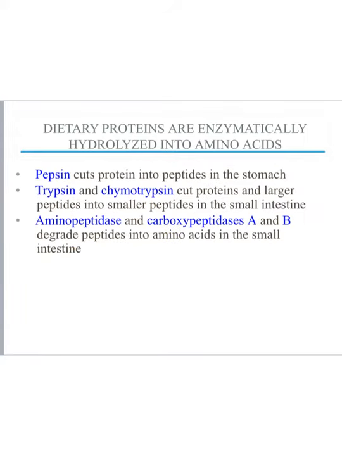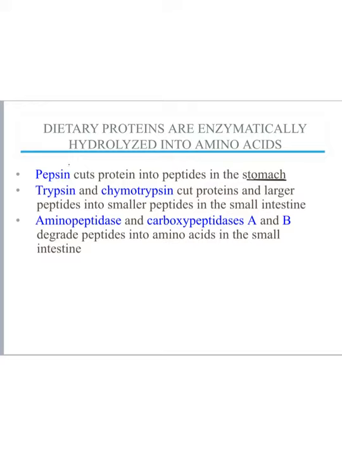All right, so dietary proteins are enzymatically broken down into their amino acids. This occurs because of the acidic environment in the stomach. So we know that the stomach is a very acidic environment and contains enzymes that are responsible for breaking down proteins.